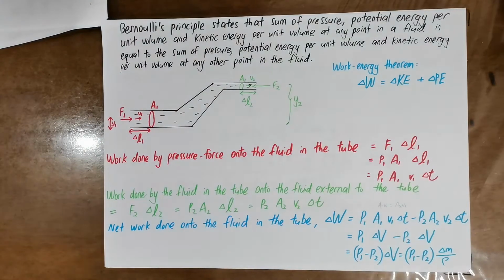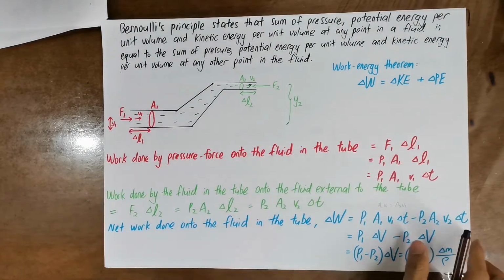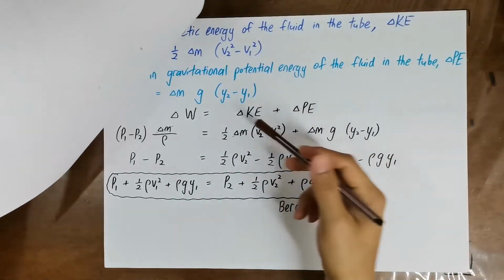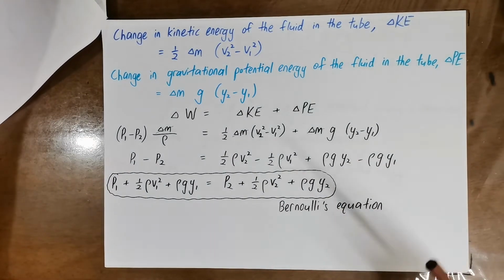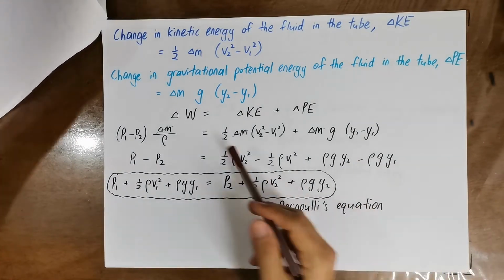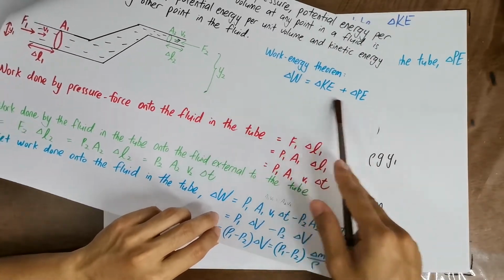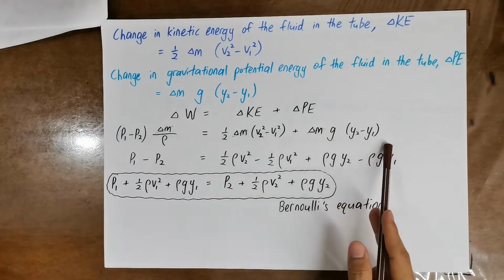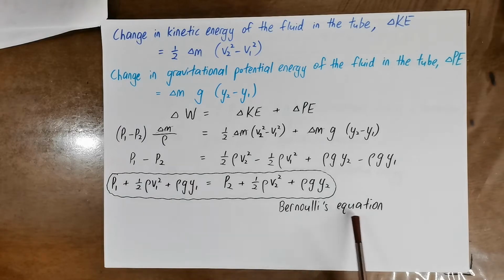Actually, you know that y2 minus y1 is the height, your h. So you know that mgh is your gravitational potential energy. And then the work-energy theorem is this one. You substitute everything, then you will get Bernoulli's equation.